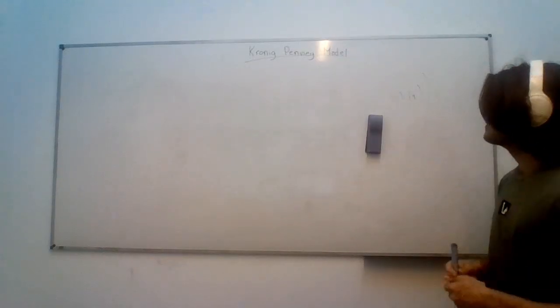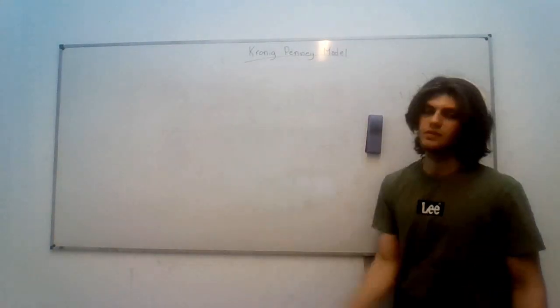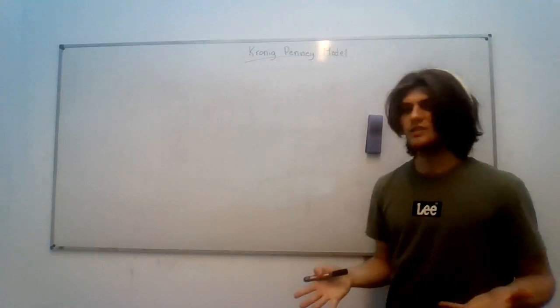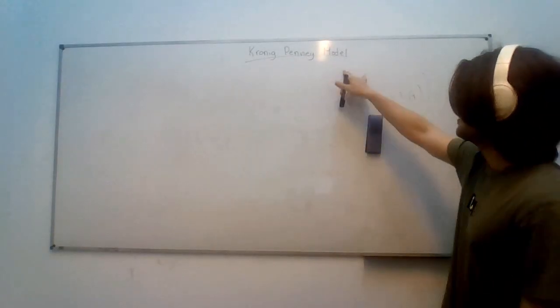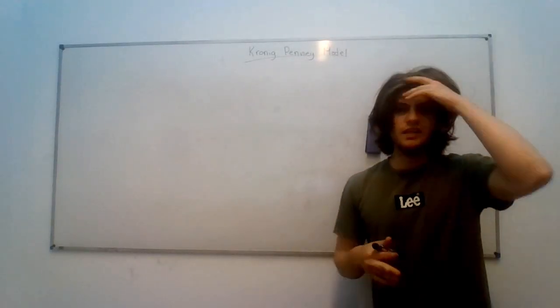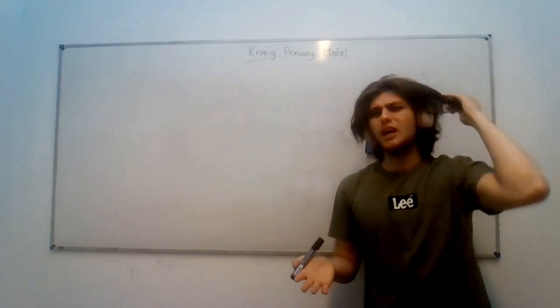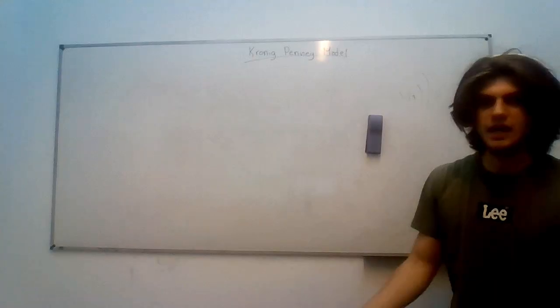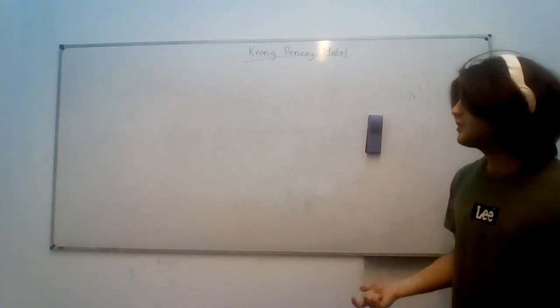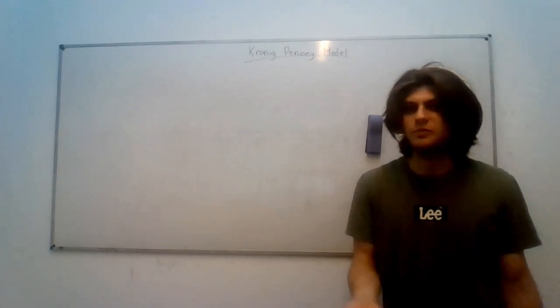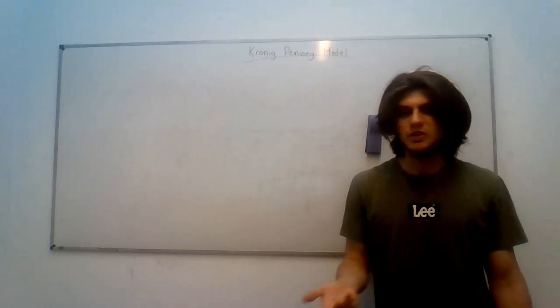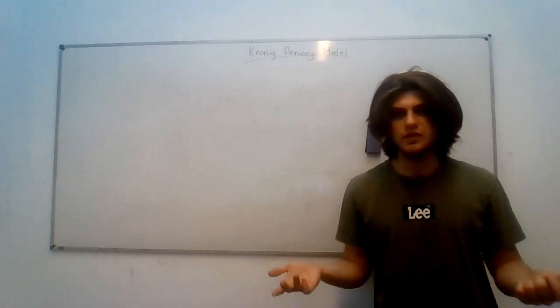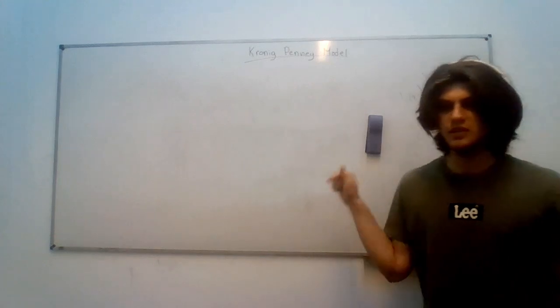Hey guys, so in this video I'm going to be going over the Kronig Penney model, which is the simplest toy model that I know for describing electrons in periodic potentials. And this is going to be particularly useful for the remainder of the video series on semiconductor physics, because I'm going to derive a dispersion relation in this video.